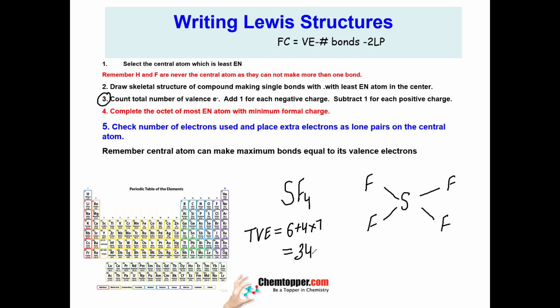Fluorine never makes a double bond, it is always singly bonded. Complete the octet of fluorine. Whenever you see fluorine, just do like this. Aishwarya, is it clear?